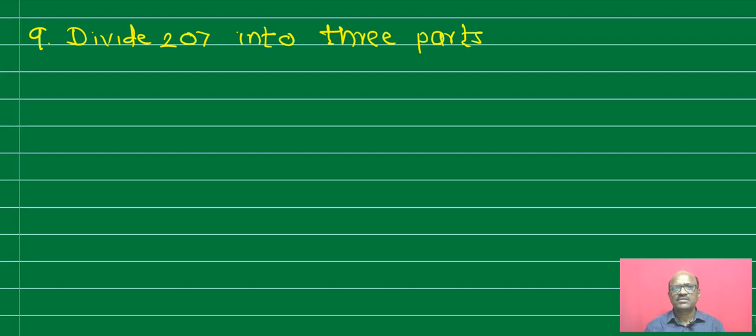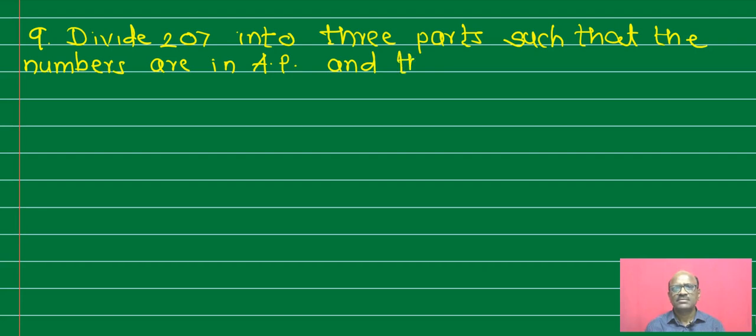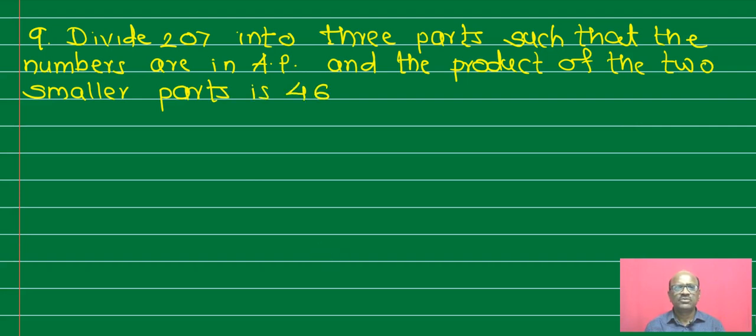Next question. Question number 9. Divide 207 into 3 parts such that the numbers are in AP and the product of the two smaller parts is 4623.